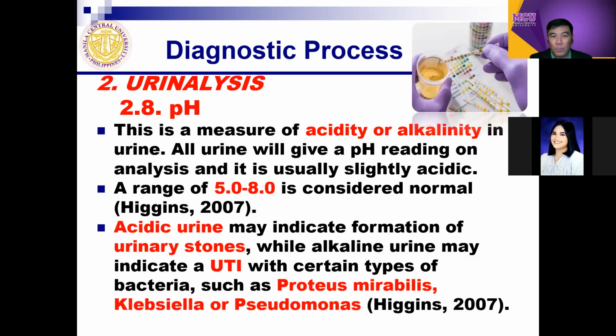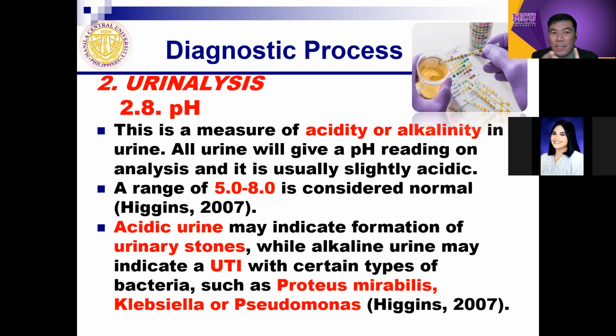So, yan po. When it comes to the alkalinity and acidity, the range po of normal reference talaga ng urinalysis when it comes to pH is 5 to 8. However, when there will be findings of urine na too much acidic, there could be an indication of formation of kidney stones. Pag ang urine naman po ay too alkaline, that is an indication of urinary tract infection.